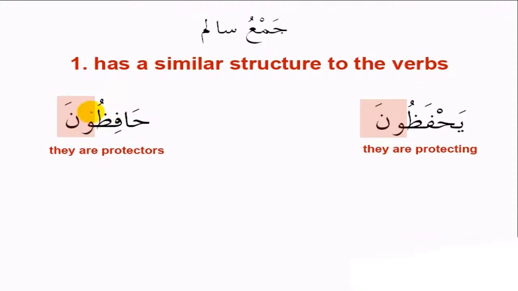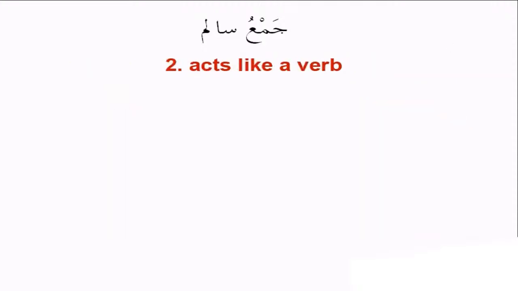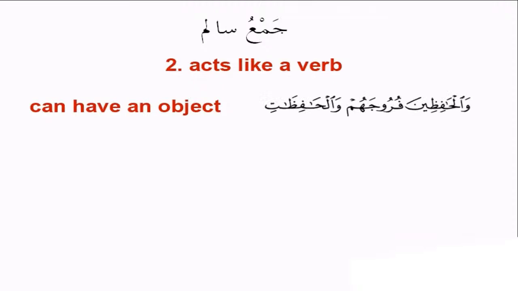Now the second aspect of this is that the jam'u salim act like a verb, grammatically. So what do I mean by that? The first thing is they can take an object. For example, this is in Surah Al-Ahzab, talking about the believers, وَالْحَافِظِينَ فُرُوجَهُمْ. So furuja here is the maf'ul bihi, and that's why it's mansoob here.